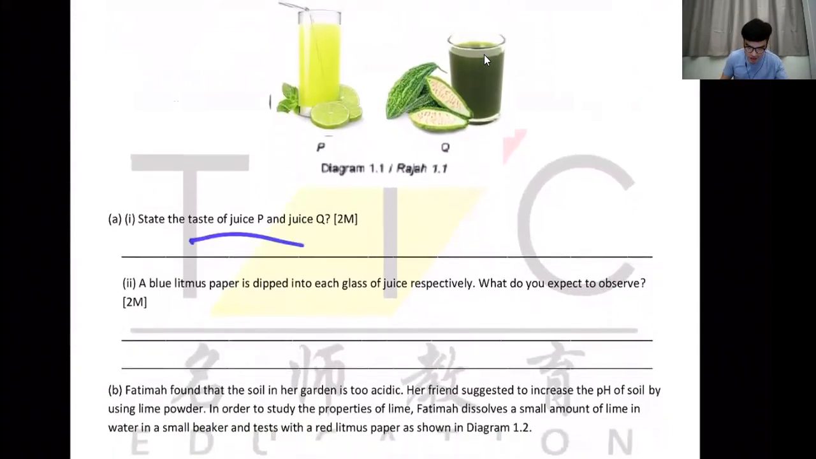Okay, so state the taste of the juice. As you know, this is an acid. Acid is gonna taste sour. And bitter gourd, well, the name already told you it's bitter. Okay, pahit.